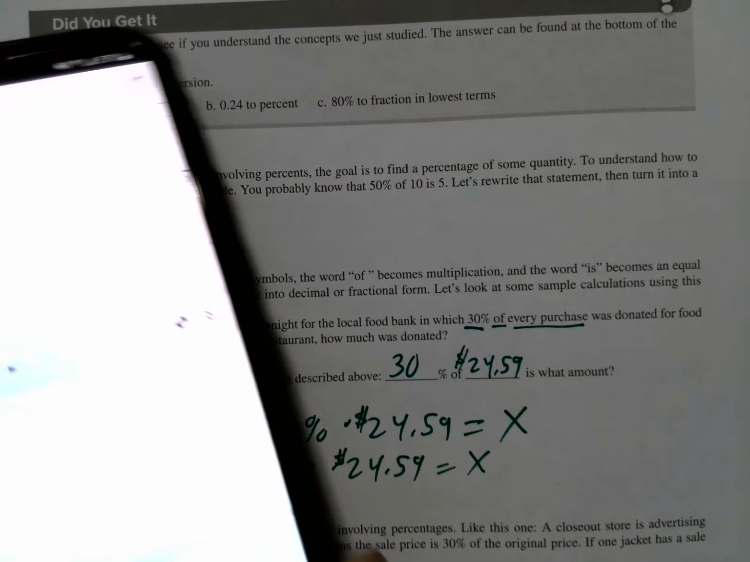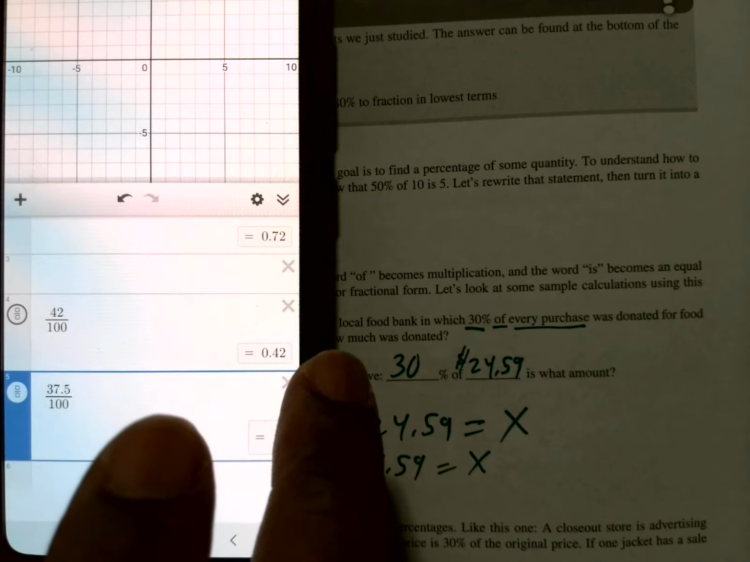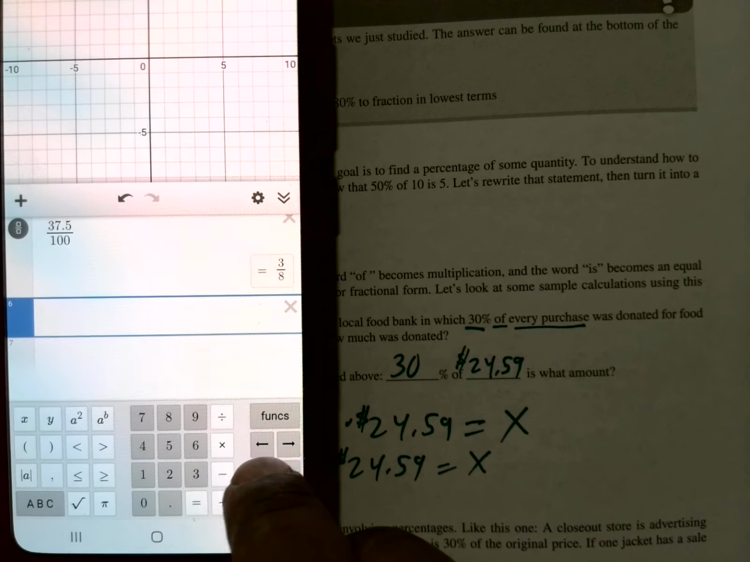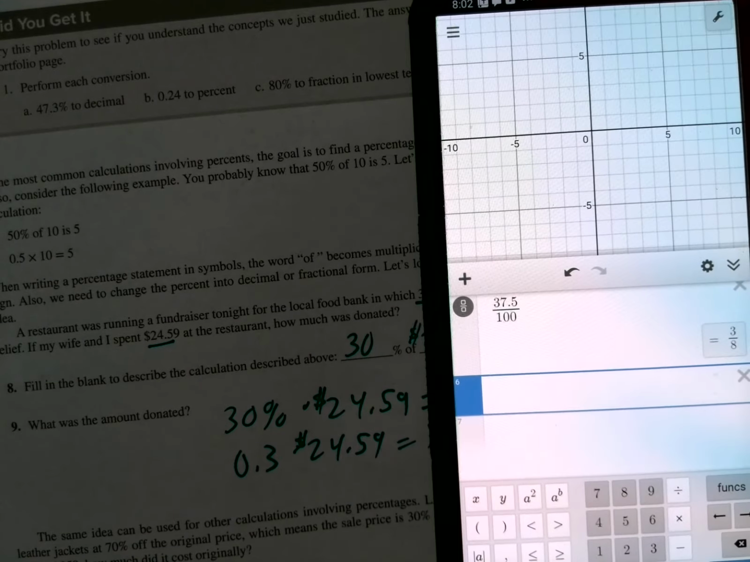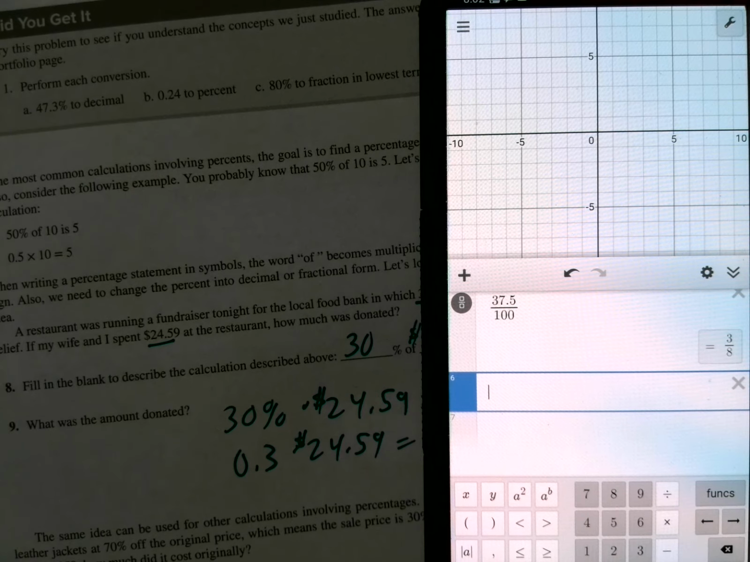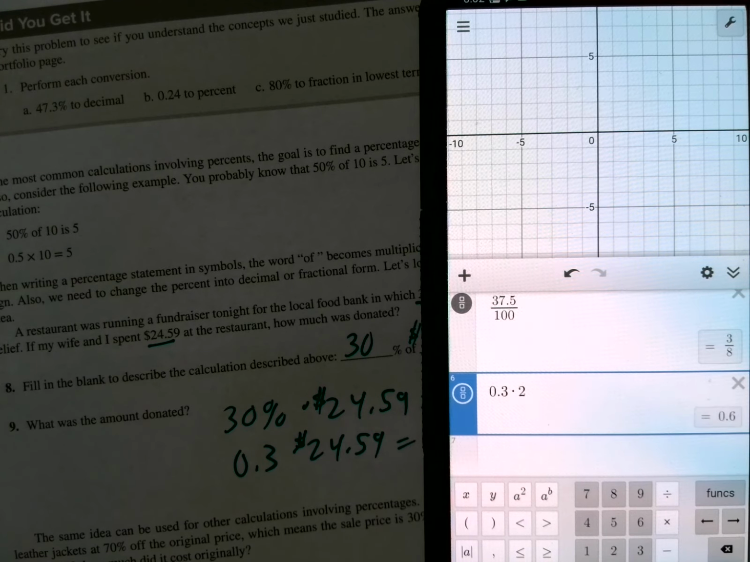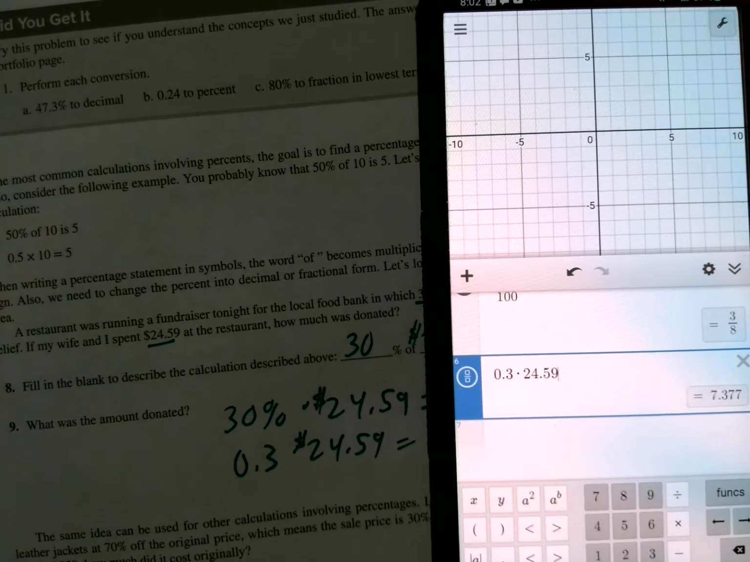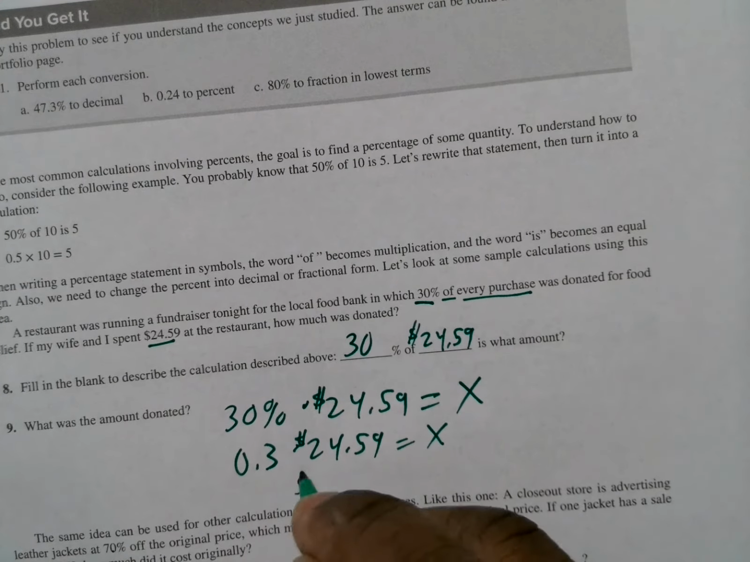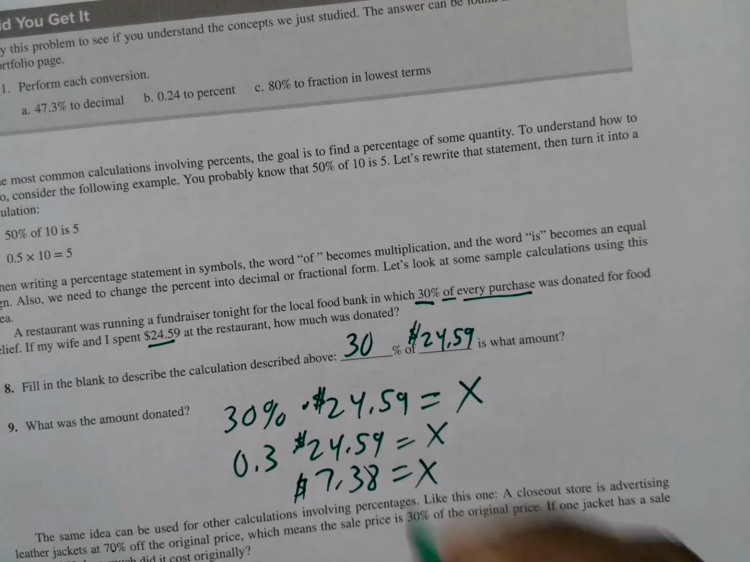Go back here to using Desmos. I really don't have enough space here, but let me see if I can squeeze this calculator in. So we have 0.3 times 24.59, and that would give us 7.377. Now remember, we're dealing with money, so we typically only go 2 places behind the decimal, so it'll be 7.38 with rounding. So it'll be $7.38 is equal to x.